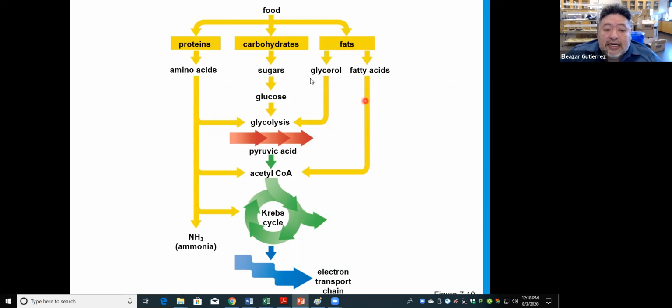The big picture here is that we can harvest energy from proteins and carbohydrates and fats catabolically, but this system can work in reverse to produce proteins, carbohydrates, and fats. Now this one, not so much, to be honest.